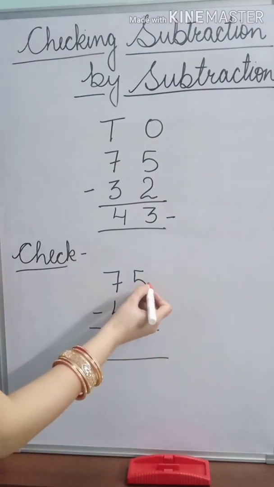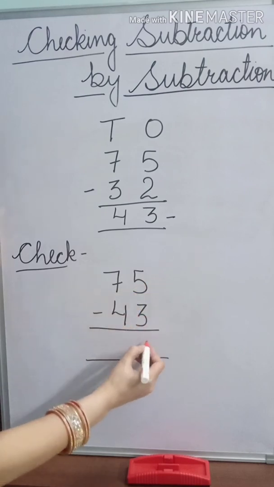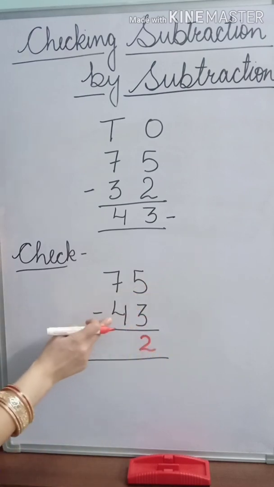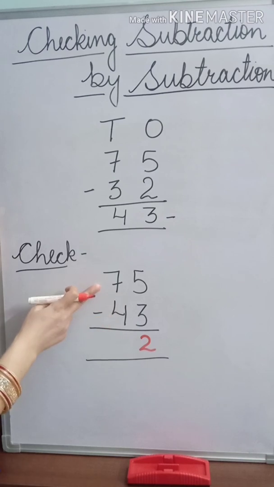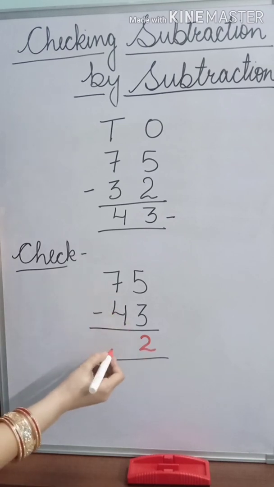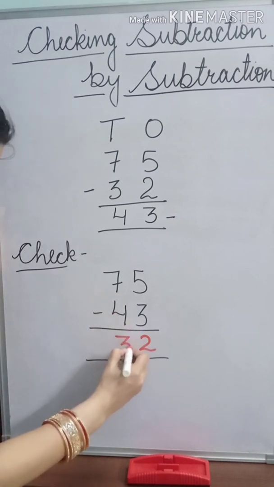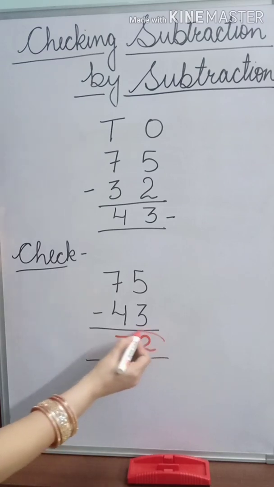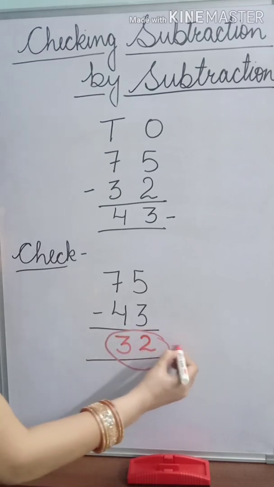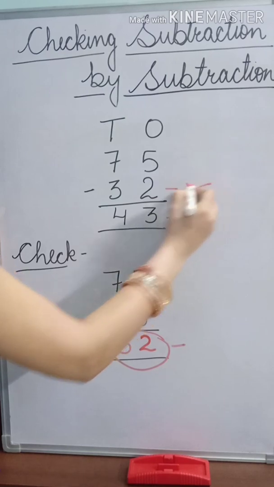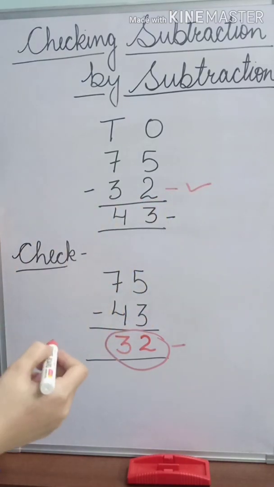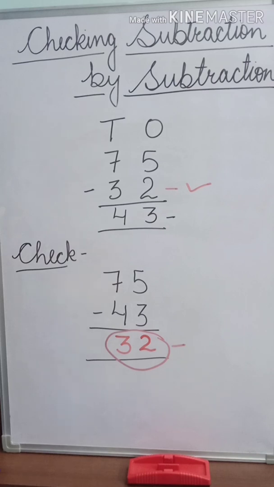Subtract 3 from 5, so we will get 2. Subtract 4 from 7, what we will get? We will get 3. So our answer, what we have got, is 32, which is the same as the smaller number. So it means our answer is correct.